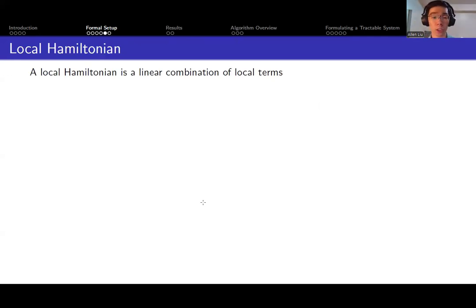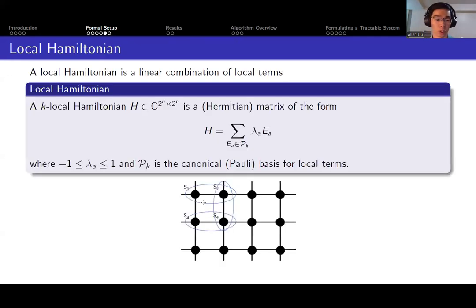Now a local Hamiltonian is simply a linear combination of local terms. Formally, a k-local Hamiltonian is a 2 to the n by 2 to the n Hermitian matrix of the following form. We have this linear combination of these local terms E sub a. Here we use the standard normalization that the coefficients lambda a are between -1 and 1. The terms E sub a are the elements of, let's say, a canonical basis for the set of local terms. For people who know what this means, P sub k is like the Pauli basis for the set of all k-local terms.